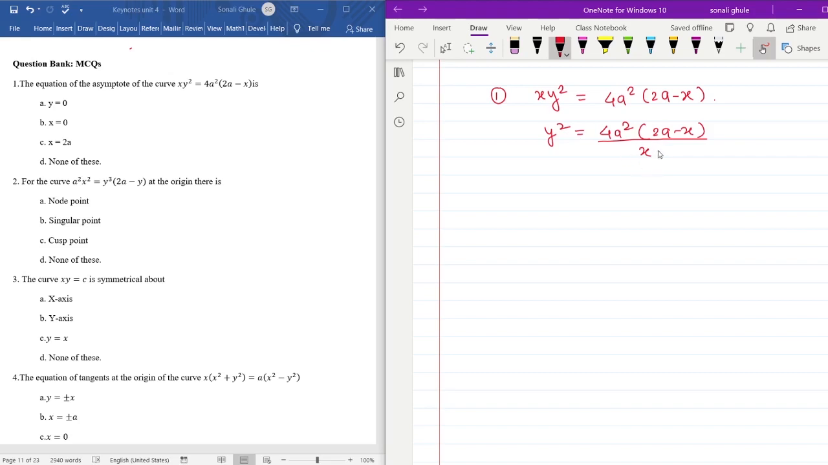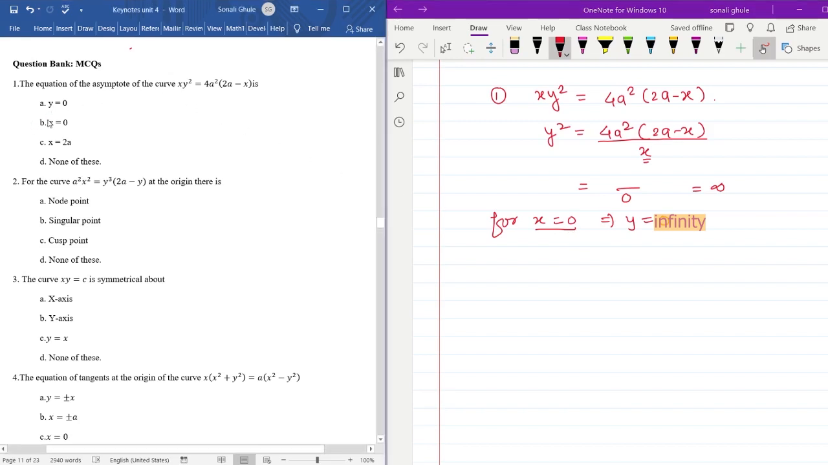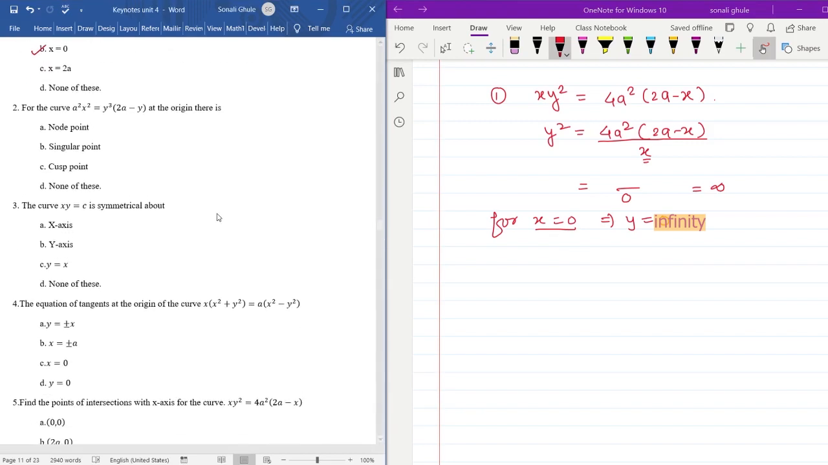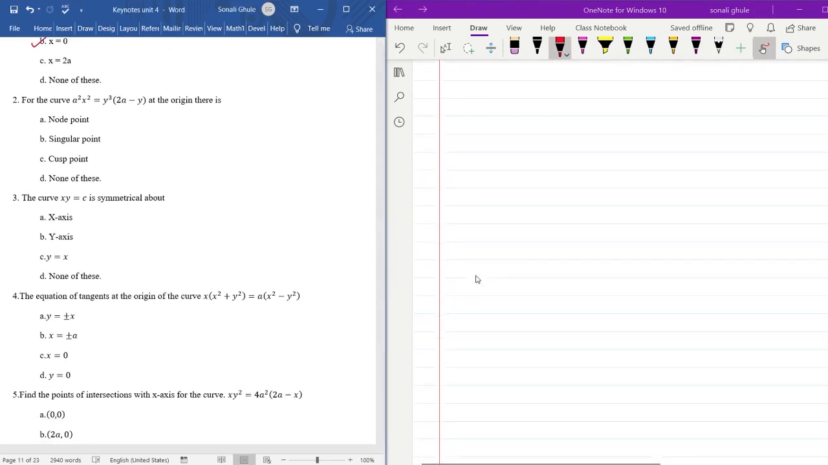So if you check here for x equals 0, if we put the value of x as 0, the denominator will become 0. And when your denominator becomes 0, the term becomes infinity. So we can write here for x equals 0, y becomes infinity and hence x equal to 0 is your asymptote. Okay, that is your option B. Next example, let's solve here. That is your second example.